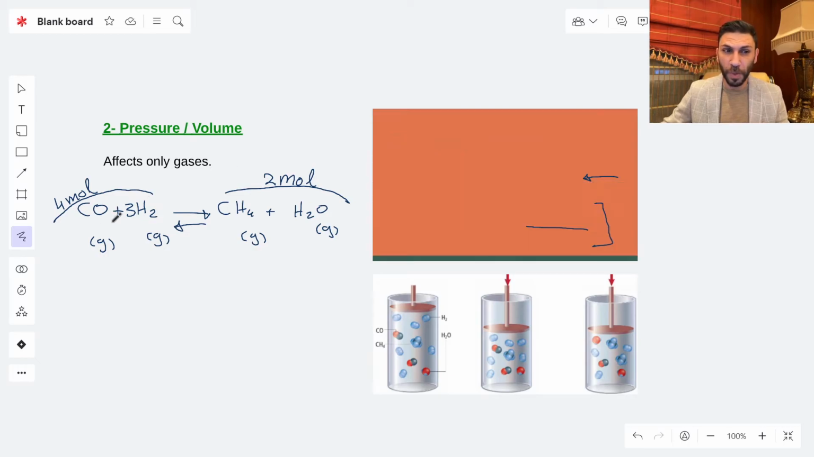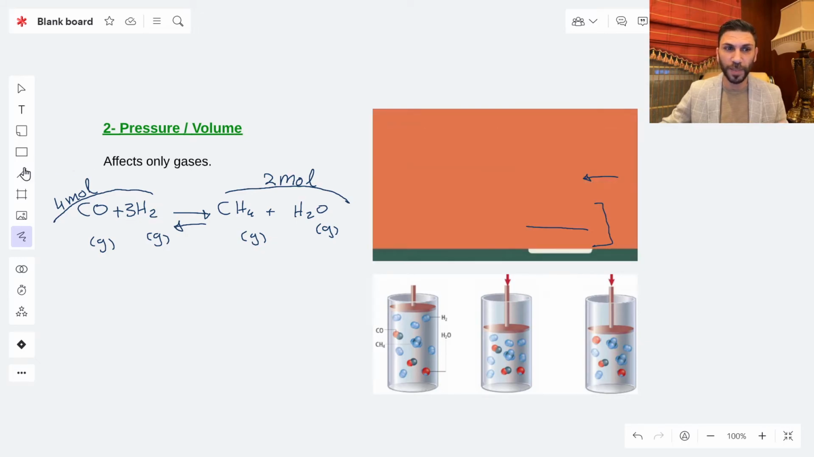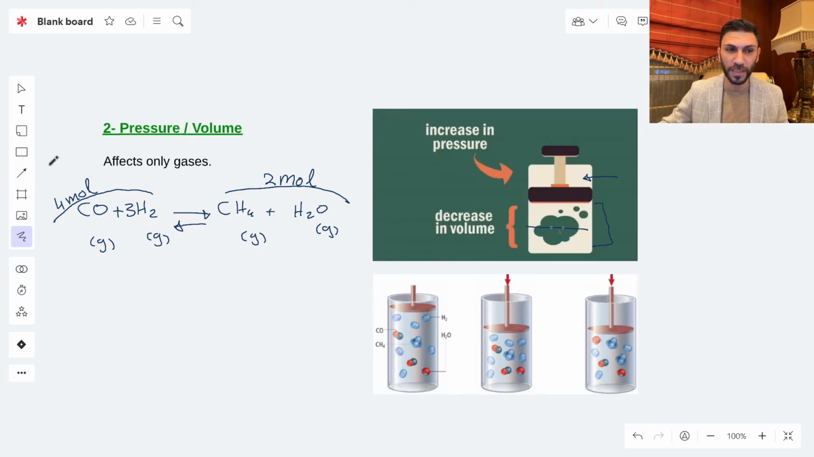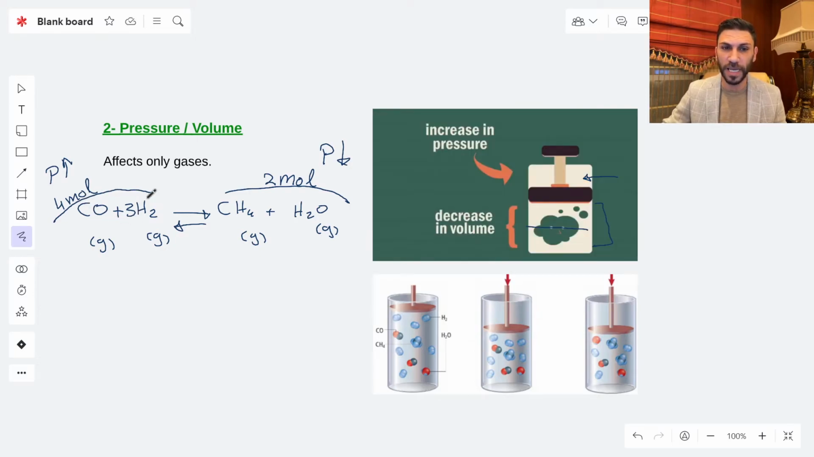Now, we remember also when we have more gas, more number of moles of gas, that means more pressure. So basically here on the reactant side, we have the pressure is high, and here we have the pressure is low, because here we have more number of moles of gas, more gas particles, and here we have less gas particles.